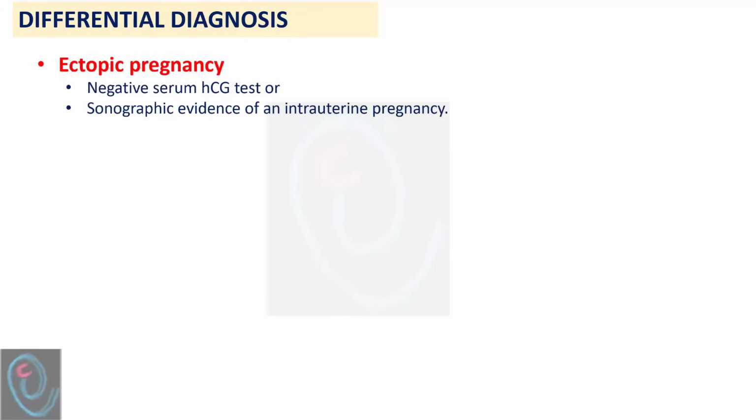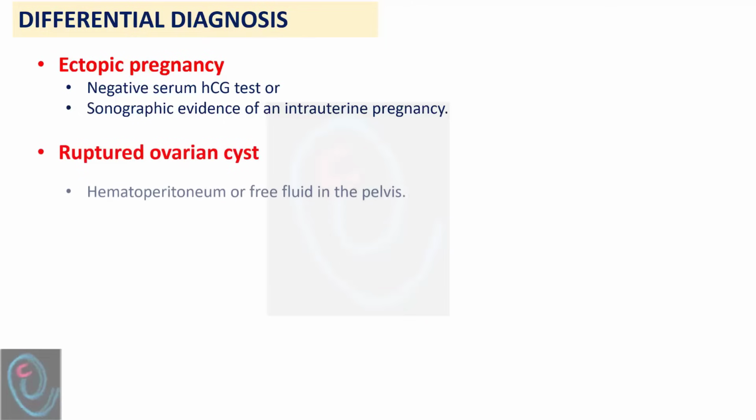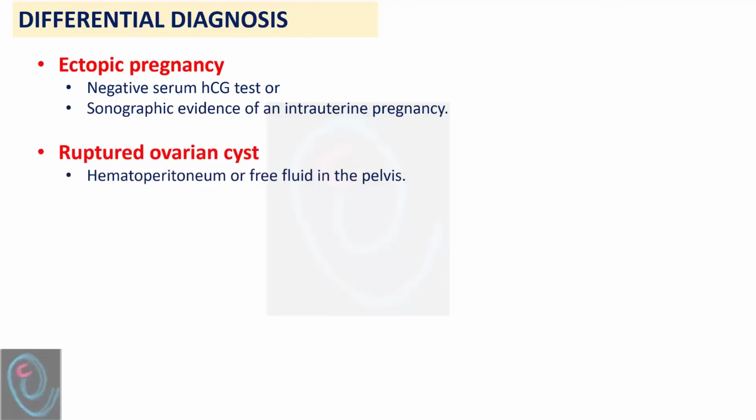Differential diagnosis of ovarian torsion include ectopic pregnancy. It can be ruled out with a negative serum HCG and the presence of sonographic evidence of intrauterine pregnancy. A ruptured ovarian cyst is characterized by sonographic evidence of hemoperitoneum or free fluid in the pelvis.